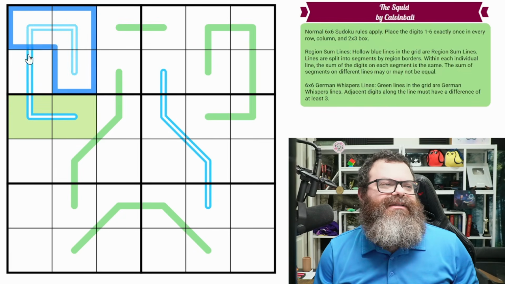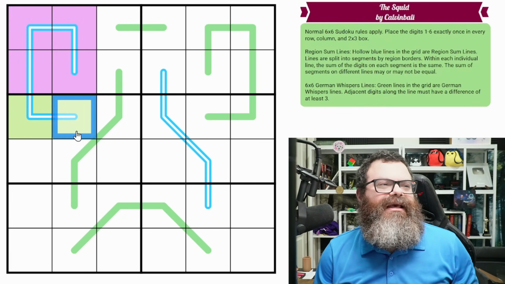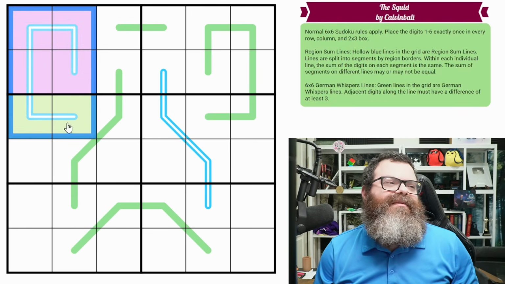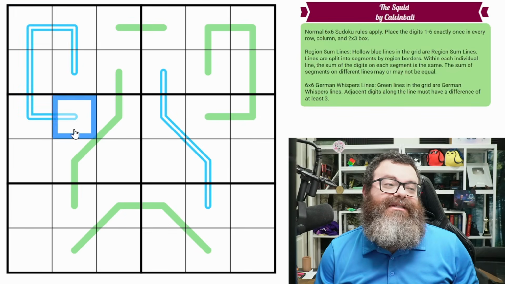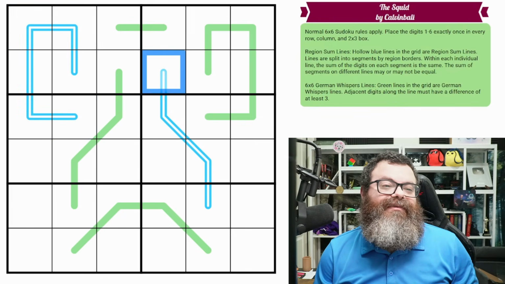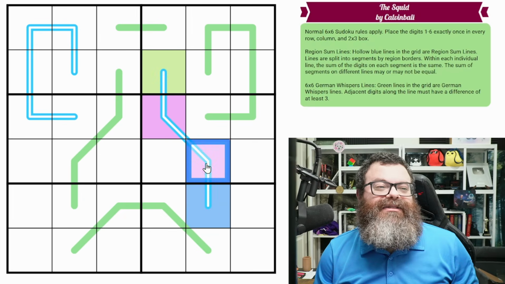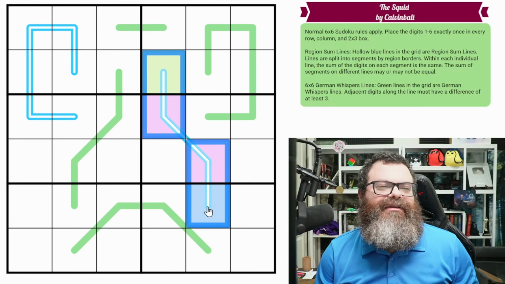So we could color that to say, hey, that's one segment, second segment. And the digits in purple here need to sum to the same as the digits in green. So each segment has the same sum as long as they're on the same line. This segment's here, and then here, and then here, and has 3 segments that all have the same sum as each other, but not necessarily the same sum as this other line.